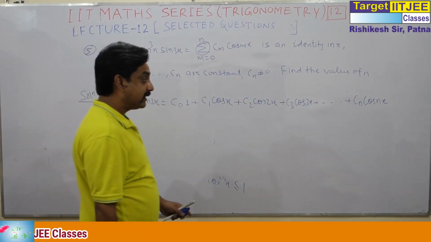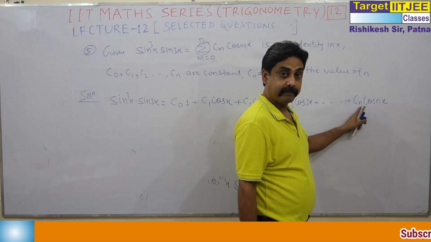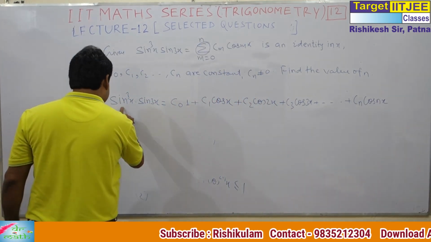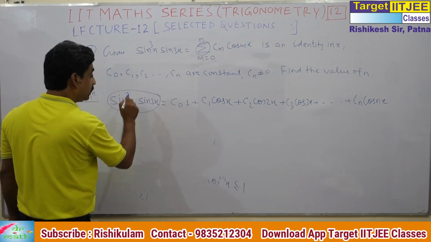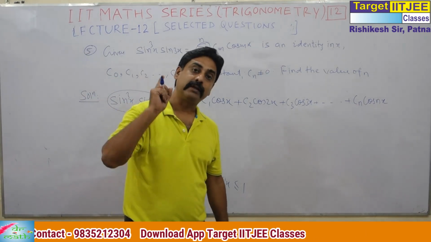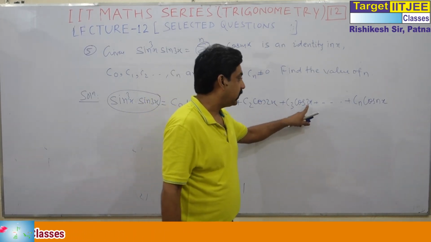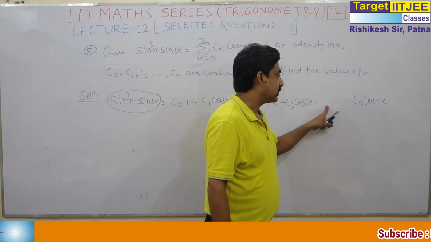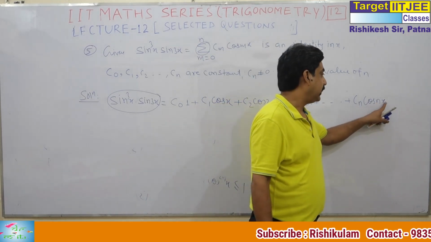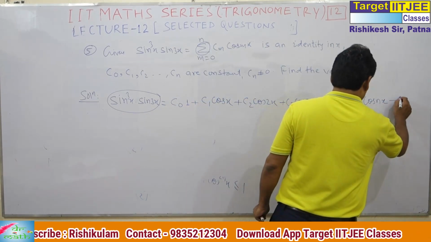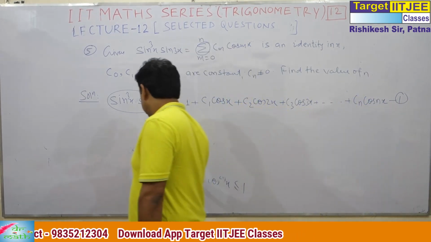We have to find the value of n. So to find the value of n, we will convert this whole expression into multiple angles of cos x. From here, 2x multiple angle of cos x, 3x multiple angle of cos x, 4x multiple angle of cos x, up to nx multiple angle of cos x. Do you understand?